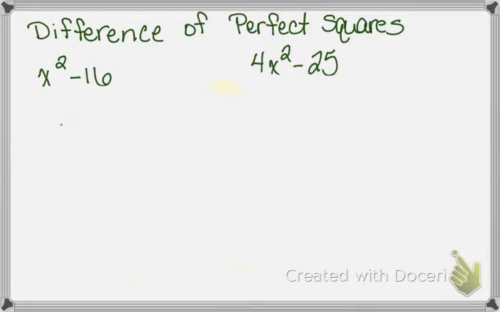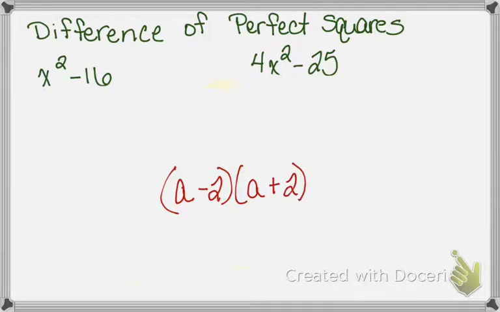Now, what you want to think about is when we had a minus 2 times a plus 2. When we FOIL that, we got a squared plus 2a minus 2a minus 4. What happens to the 2a and the minus 2a? They cancel out. So I'm left with x squared minus 4.